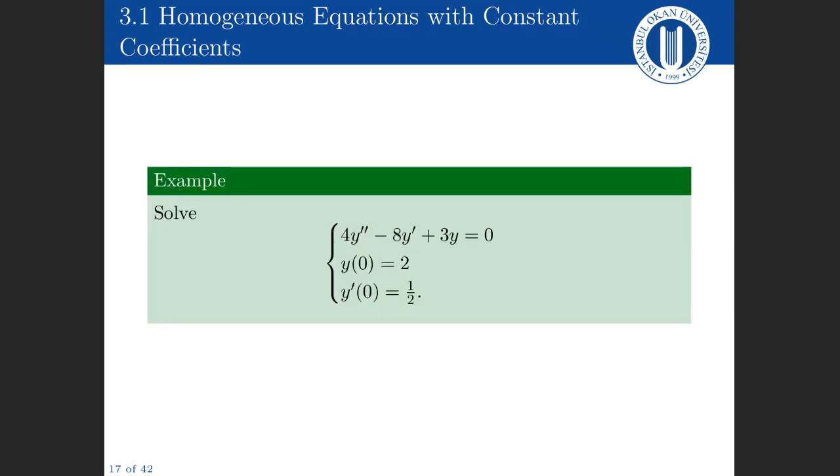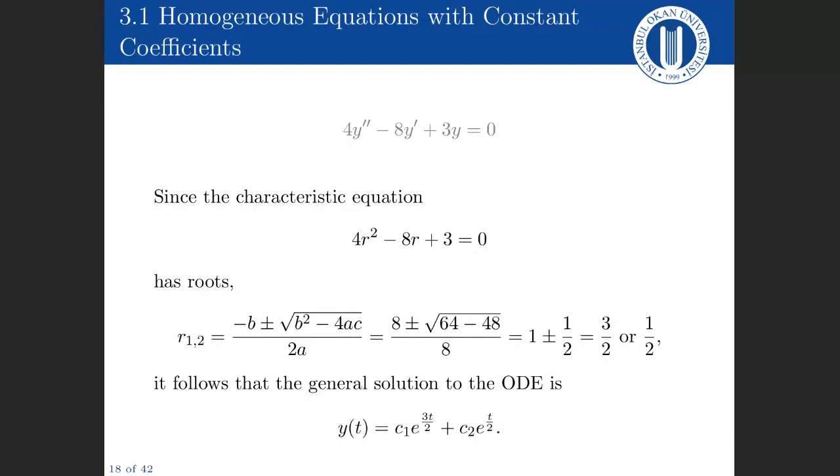Next example. Solve 4y double prime minus 8y prime plus 3y is equal to 0 with the initial conditions y of 0 is equal to 2, y prime of 0 is equal to a half. First thing we do is we write down the characteristic equation. Again, we just take the numbers 4, minus 8, and then plus 3. So we have 4r squared minus 8r plus 3 is equal to 0.